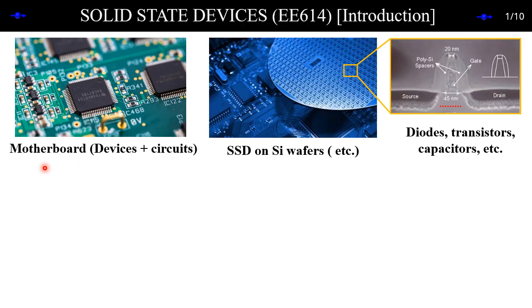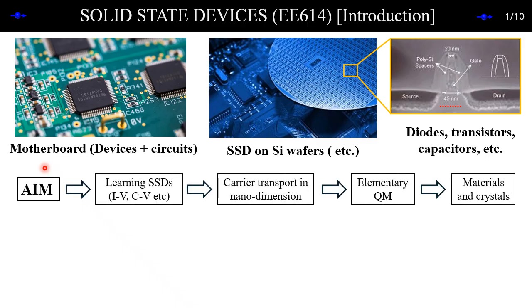So these are the kinds of devices we'll be studying in this course, including different types of diodes, MOSFETs, transistors, optoelectronic devices, capacitors, among many others. There's a focus, or roadmap, of this course. Yeah, so this is the aim.